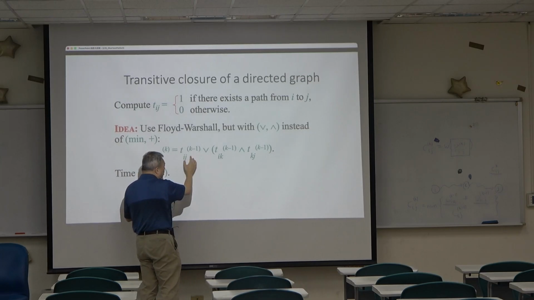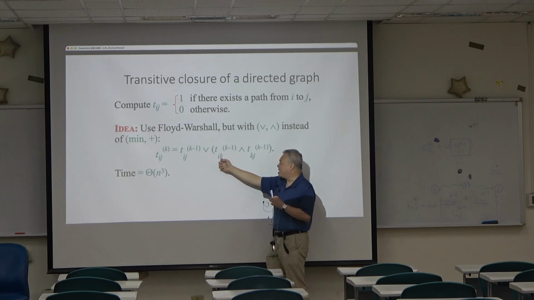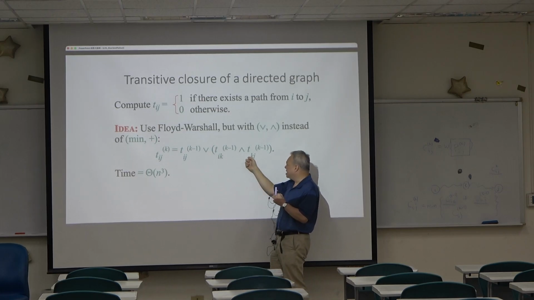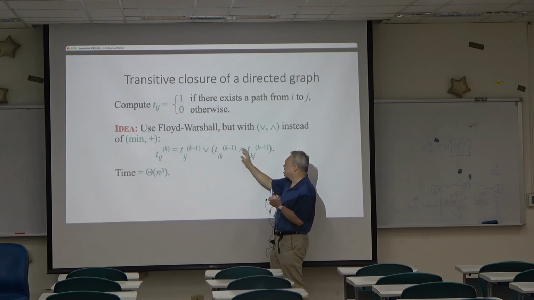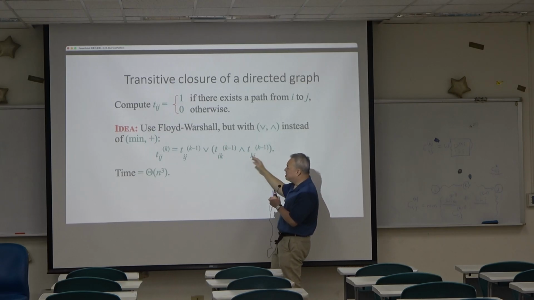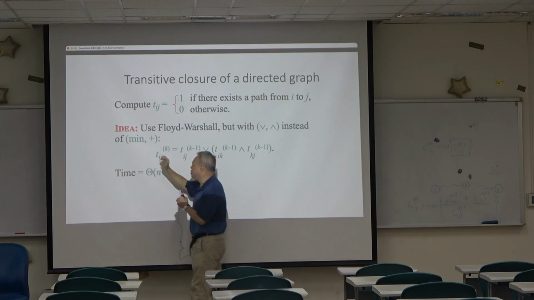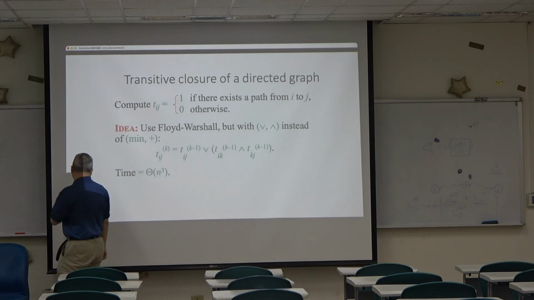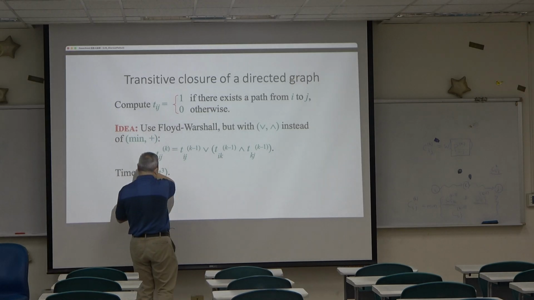Or you can go from I to K and then from K to J. If there's a path somehow from I to K and then from K to J, then that's good enough. That's good too. So it will be 1 and 1. So either this one is true or this one is true. Otherwise, you are not able to go from I to J with superscript K.